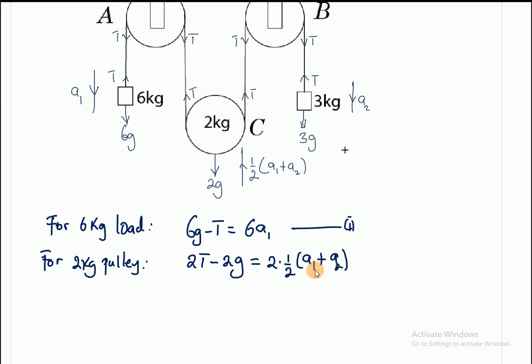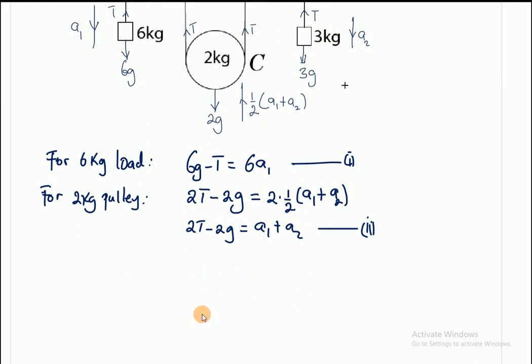Before we call this one equation 2, we can work out that this one is 2T minus 2G equal to A1 plus A2. That is the one we are going to call equation number 2. And after that, we also consider motion of this. For this one, it is moving downwards, and its acceleration is A2.